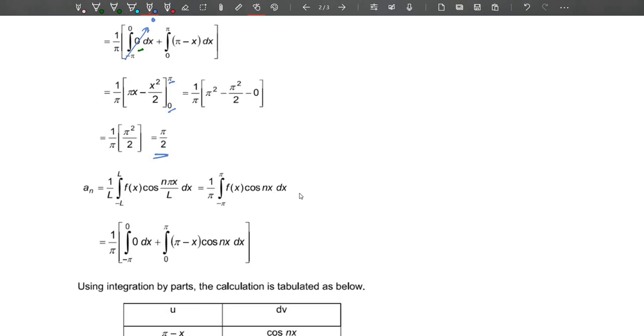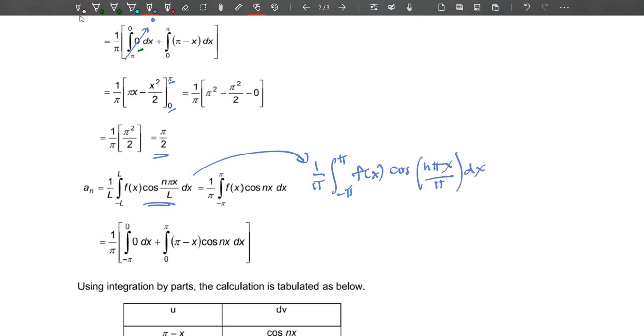f(x) cos(nx) dx. Why nx? Because here we have cos(n pi x over L). Okay, you can just simply write it like this at first: 1 over pi, integrate negative pi to pi, f(x) cos(n pi x over L), which is pi, dx.